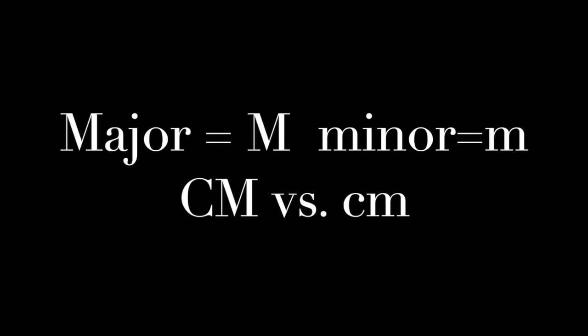Another thing to quickly note is that when we're dealing with major and minor scales, major scales always use capital letters to say the name of the key and a capital M to say major. Conversely, in a minor key, we use a small letter to name the key name and a small m to say minor. So capital C, capital M would tell us C major, and lowercase c, lowercase m would tell us C minor.